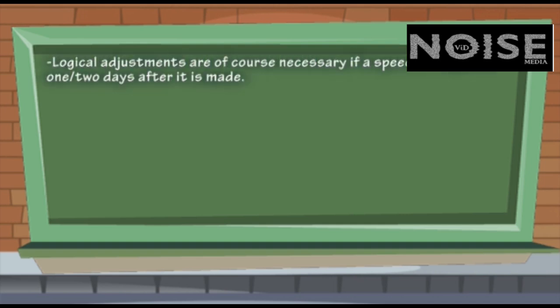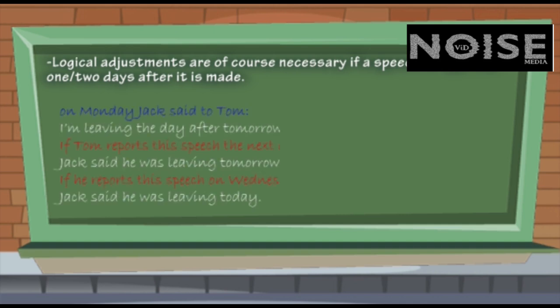Logical adjustments are of course necessary if a speech is reported one or two days after it is made. For example, on Monday Jack said to Tom, "I'm leaving the day after tomorrow." If Tom reports this speech the next day, that is Tuesday, he will probably say, "Jack said he was leaving tomorrow." If he reports this speech on Wednesday, he will probably say, "Jack said he was leaving today."